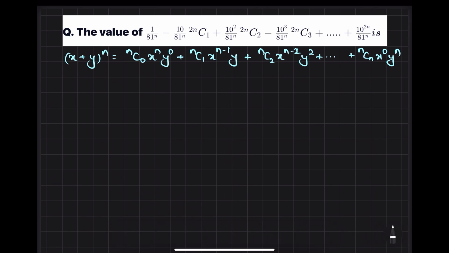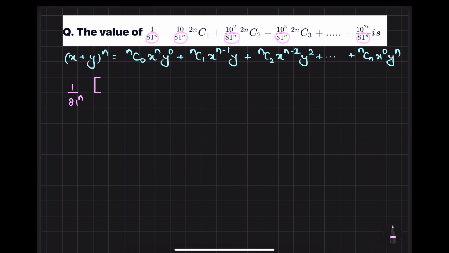Now look at your question. If you observe your question, you will see that in every term we have 81 power n. I'll change the color. So we have 81 power n over here, 81 power 1 over here, 81 power n. So in every term we have 81 power n common everywhere. So can I take 81 power n common from everything?